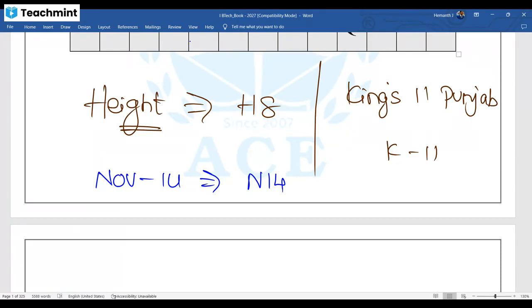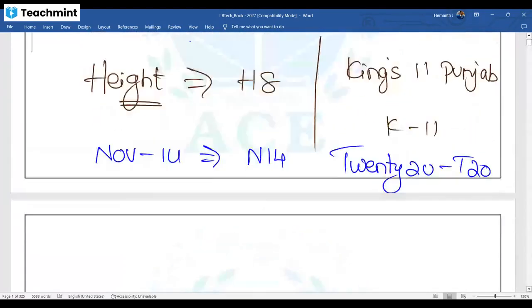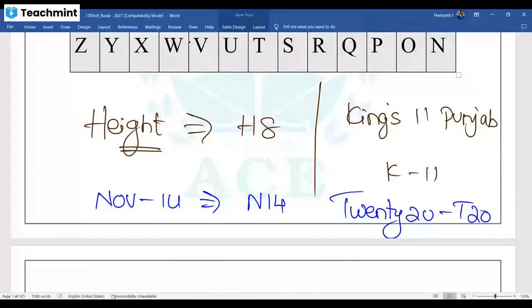Right. And okay, we know T20 matches are going on. So 2020, you can remember T value 20. T20 we call it in short, 20 overs match like that. T20, right? So now, please copy all these things. No need to wait until I say note down the notes. You have to maintain running notes parallelly. Height H value 8, November 14 N value 14, Kings 11 Punjab K value 11. On that first page, below the table, you copy all this.